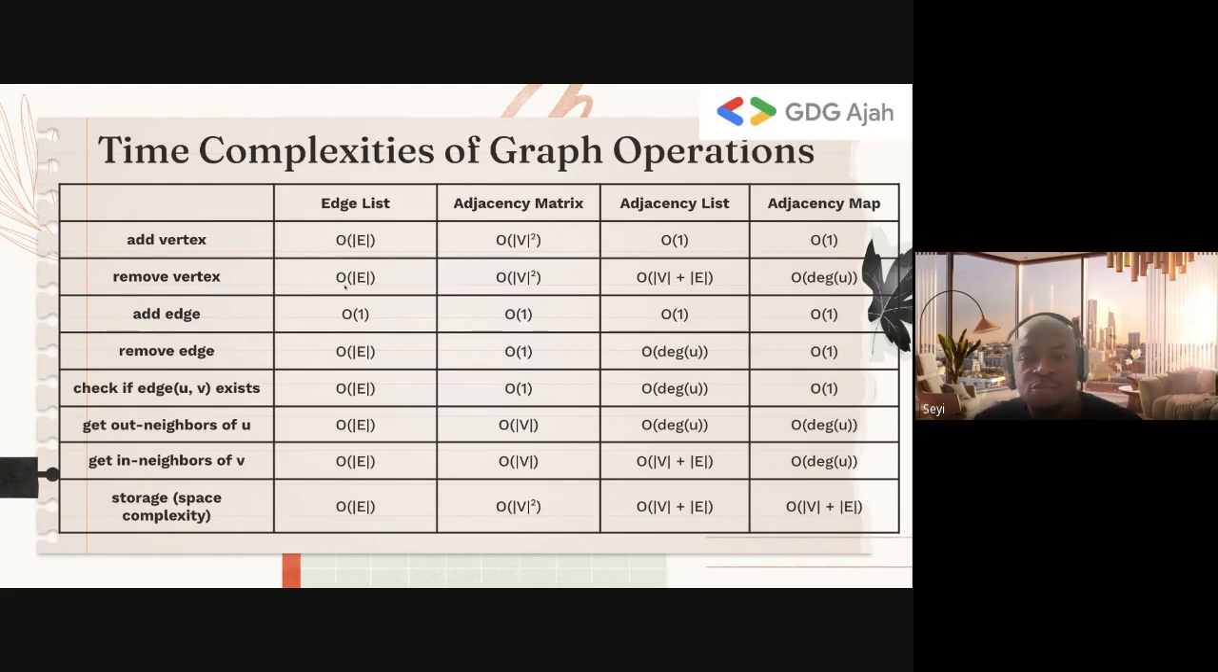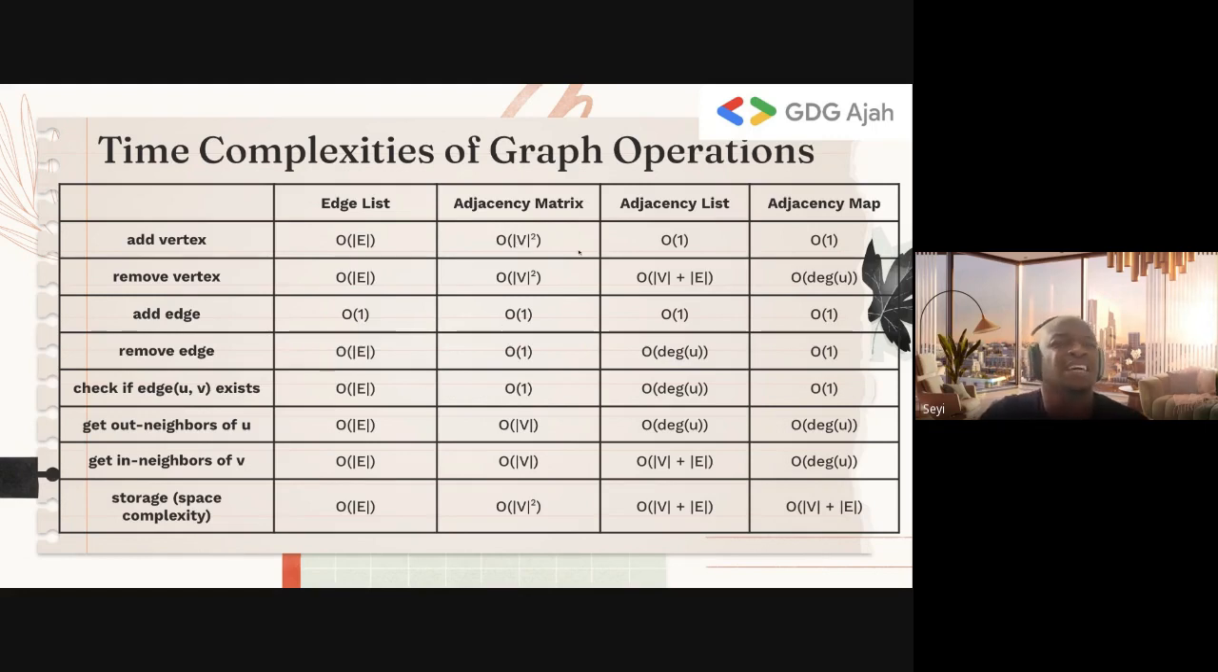Removing a vertex is the same thing because you have to go through everything to remove it. Add an edge is easy, which is O of 1. This is what I was confusing you with earlier. Removing an edge is difficult, which is O of E. So you can see E here is the number of edges. V is the number of vertices.